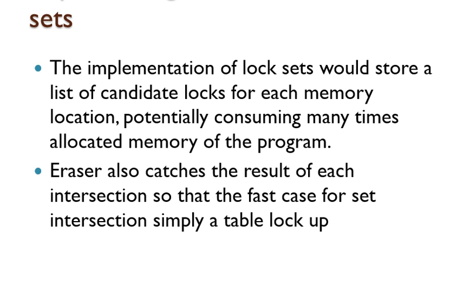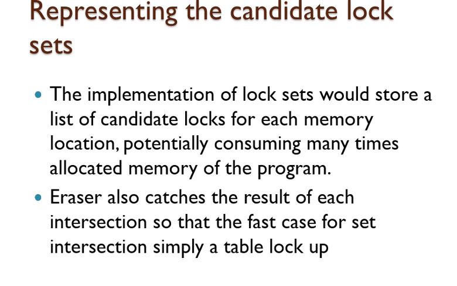Representing the candidate lock set: the implementation of lock sets would store a list of candidate locks for each memory location, potentially consuming many times the allocated memory of the program. It also caches the result of each intersection, so that the fast case for set intersection is simply a table lookup. When a thread accesses a memory location, Eraser finds a word by adding a fixed displacement to the location's address. That is what representing the candidate lock set is.